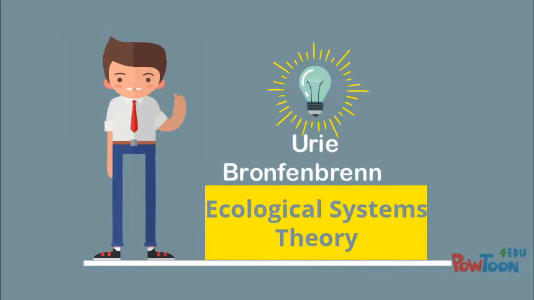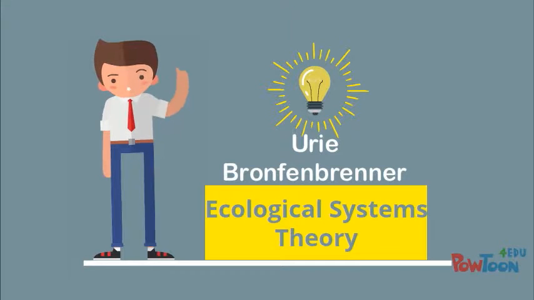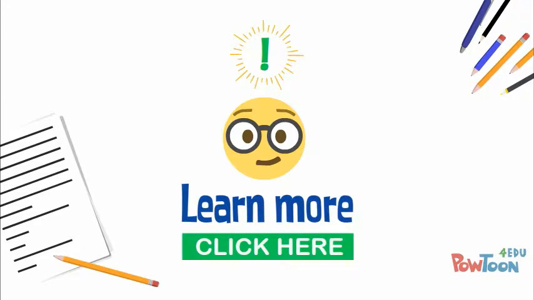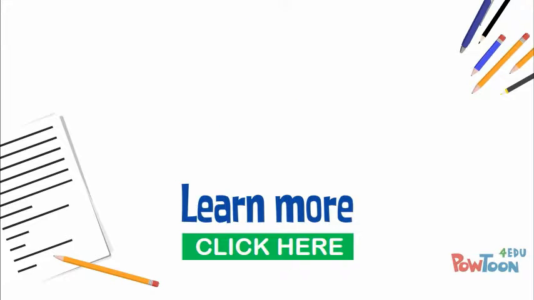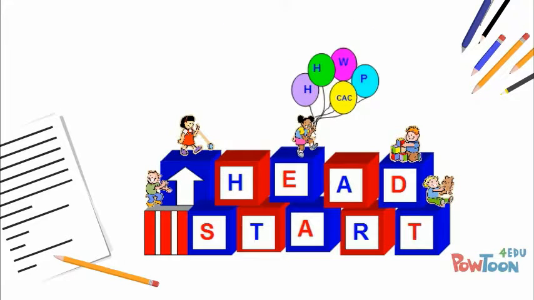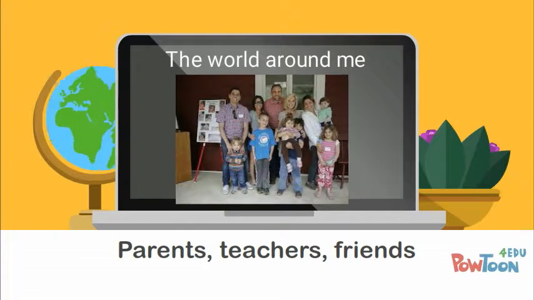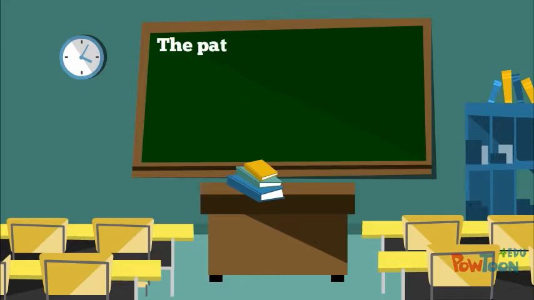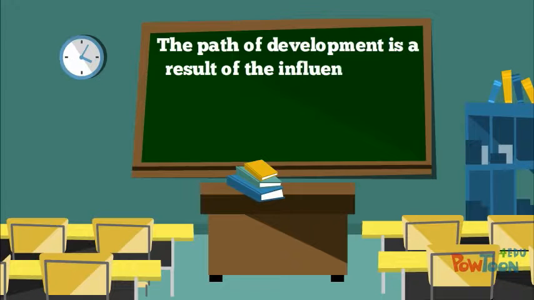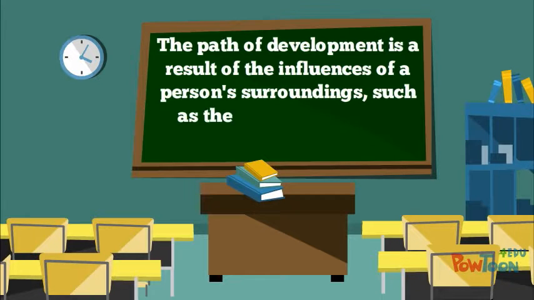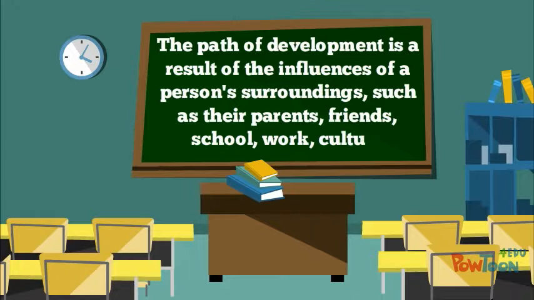Urie Bronfenbrenner was a Russian-born American developmental psychologist who was most known for his ecological systems theory of child development. He is also noted for being placed on a federal panel and developed the Head Start programs. Bronfenbrenner believed the process of human development is shaped by the interaction between an individual and their environment. The path of development is a result of the influences of a person's surroundings, such as their parents, friends, school, work, or culture.